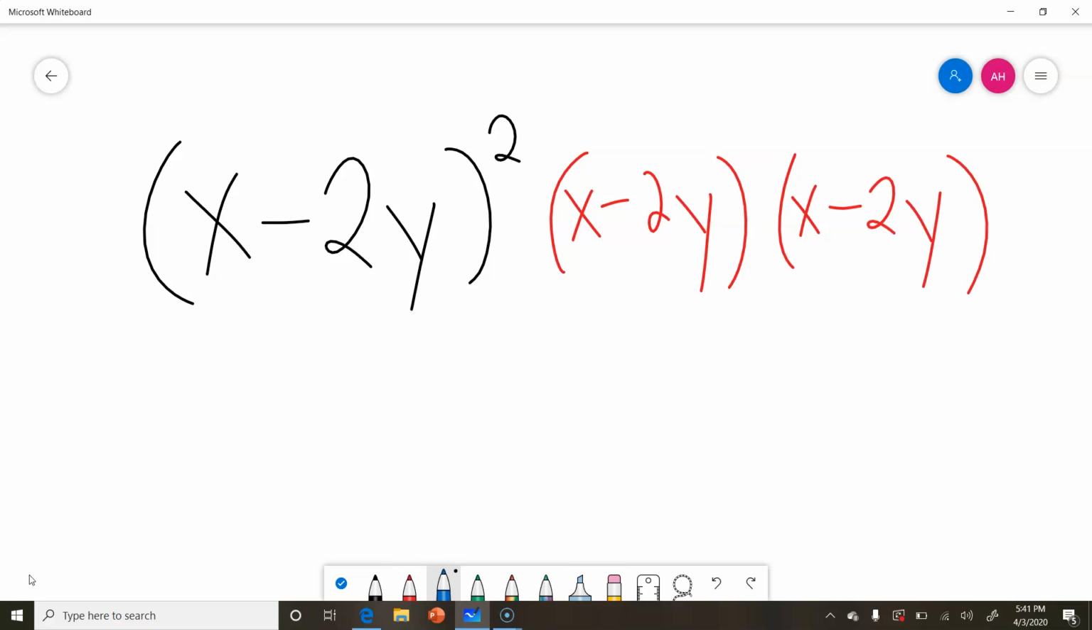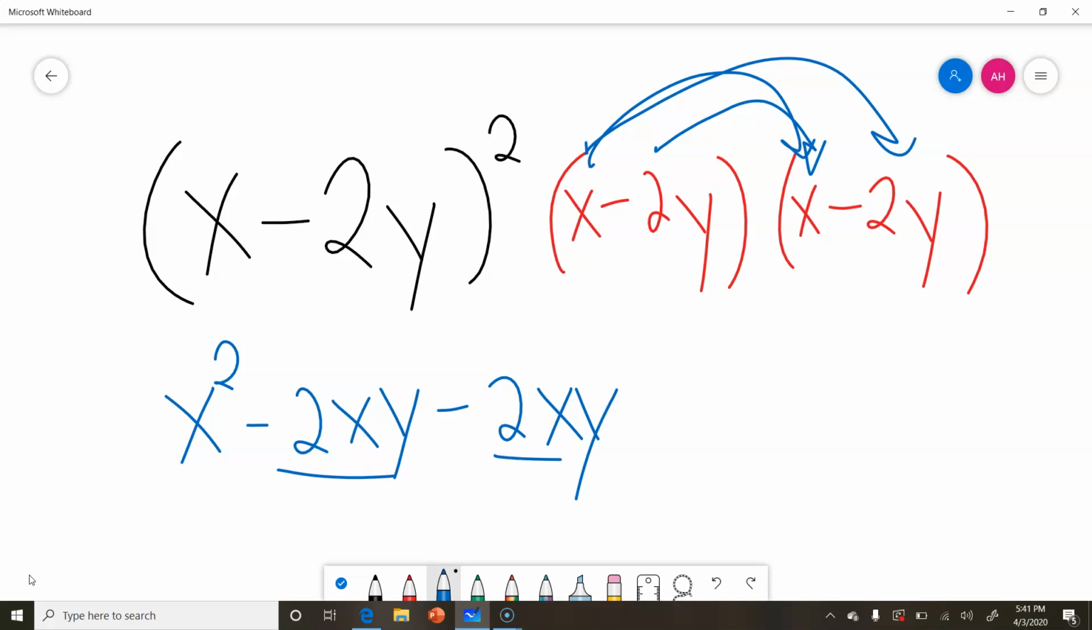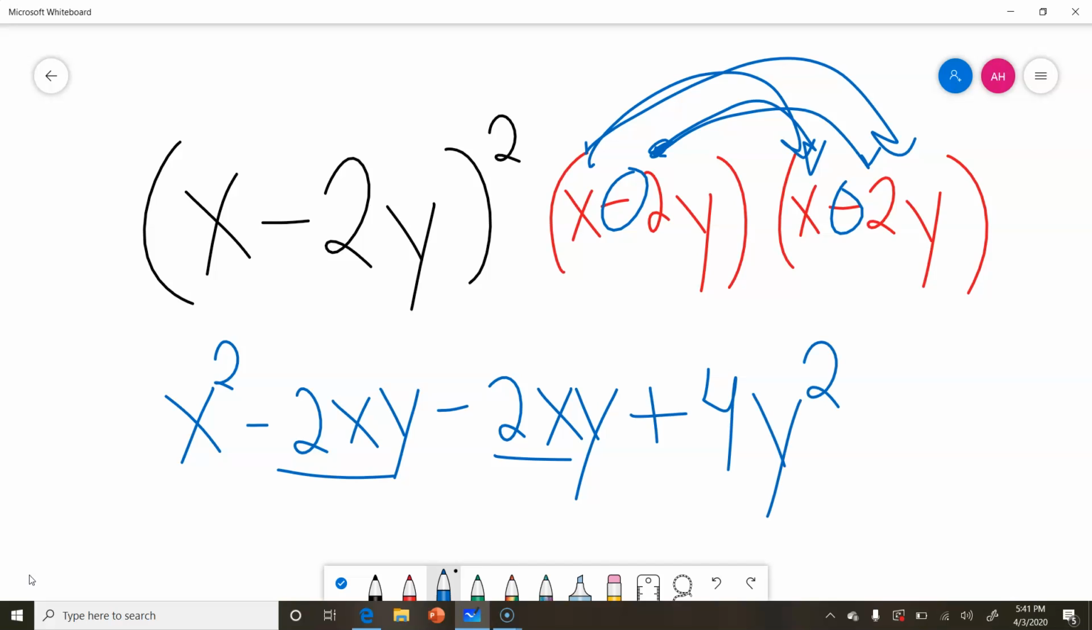Now, I'm going to take my distributive property. x times x is down here as x squared. x times negative 2y is negative 2xy. Negative 2y times x is negative 2xy. You see how these are the same. That's a good sign. It means we did something right. Negative 2y times negative 2y, look at this, becomes plus, a negative times a negative becomes a plus, 4y squared.